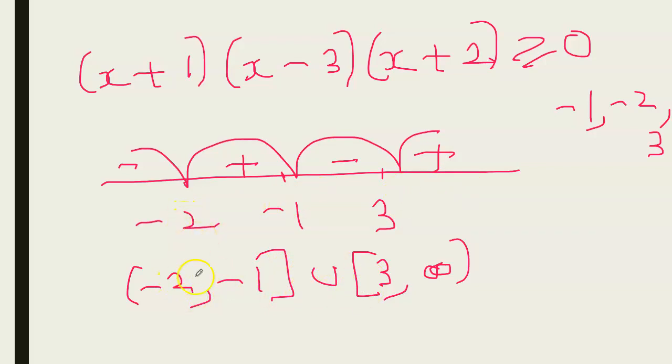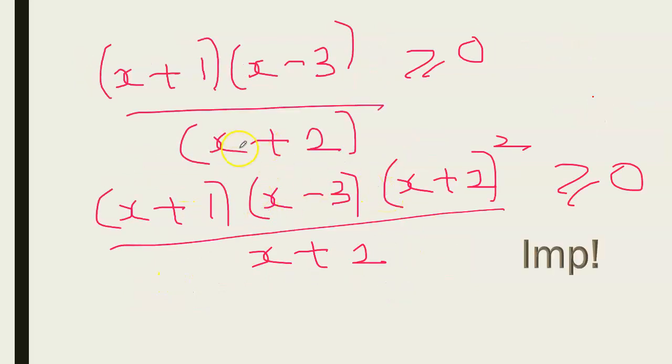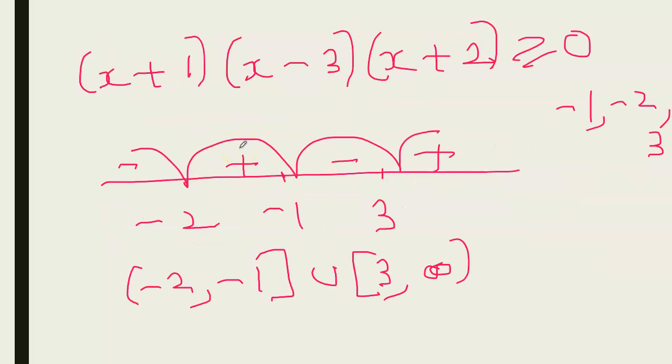Why do we put open at minus 2? Because your denominator is x plus 2 and you cannot have x as minus 2. So you have to remember this step, why it is open at minus 2.